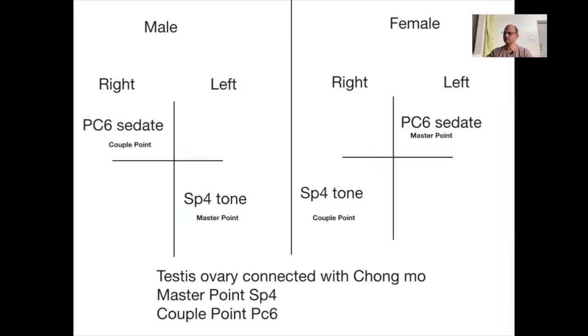Infertility, polycystic ovary. So the master point will be spleen 4 and the couple point will be pericardium 6. Right? It's very good for the male if we want to balance the male sex hormone.